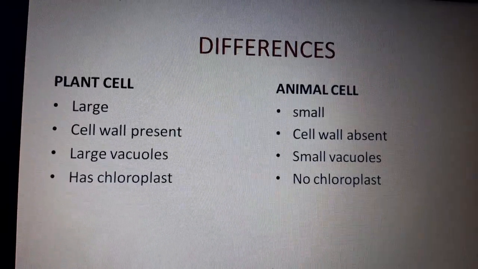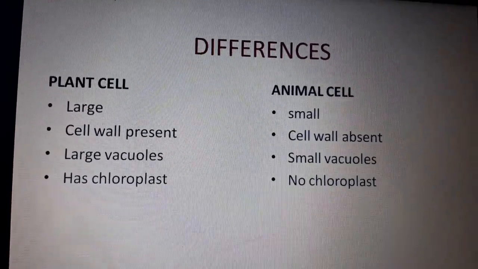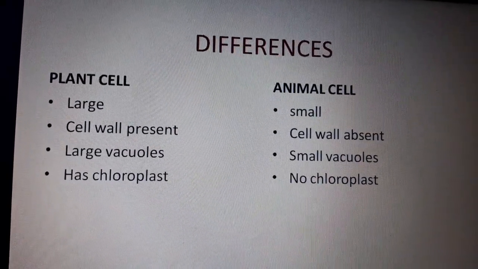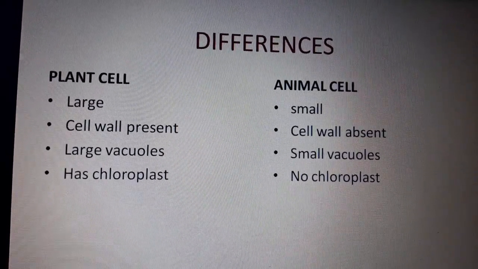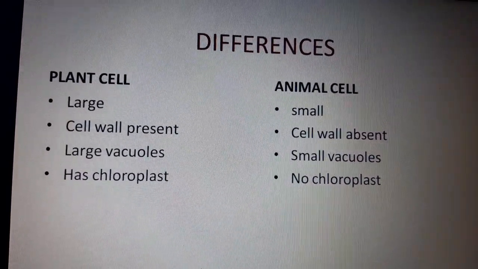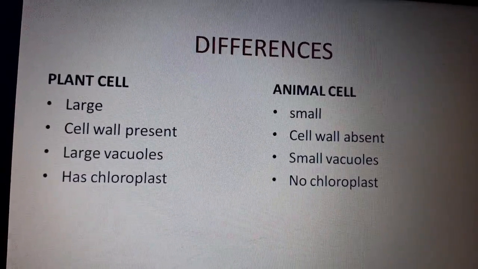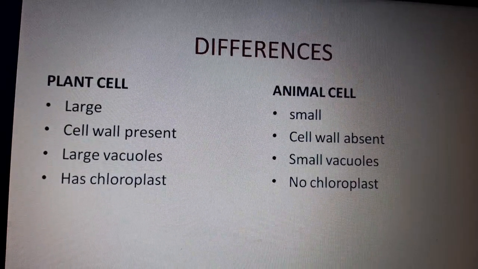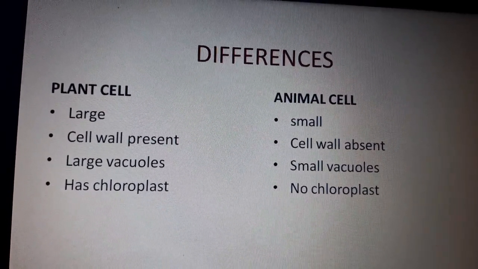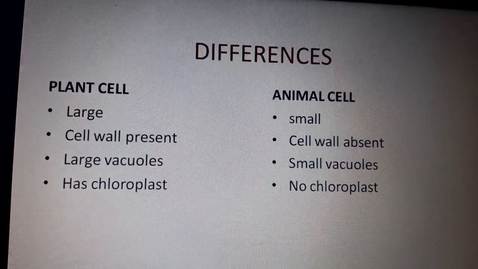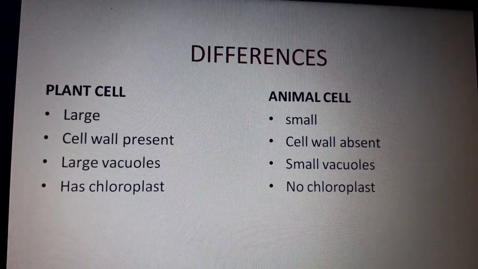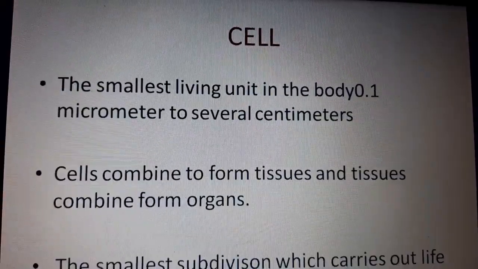These are the basic differences between a plant cell and an animal cell. The plant cell is large, but the animal cell is small. The plant cell has a cell wall surrounding it, but the animal cell is without the cell wall. In plant cell, the vacuoles are of larger size, but in animal cell, the vacuoles are smaller. A plant cell has chloroplast, but the animal cells lack chloroplast.